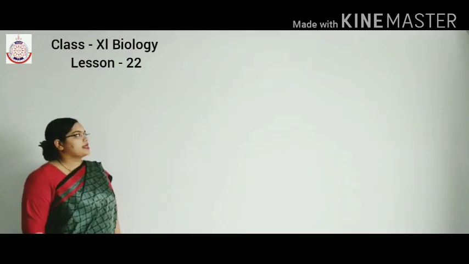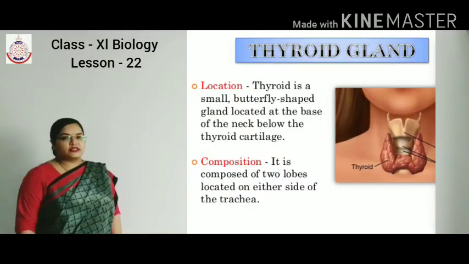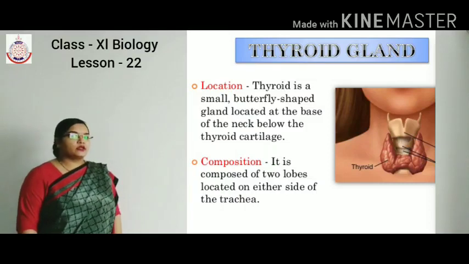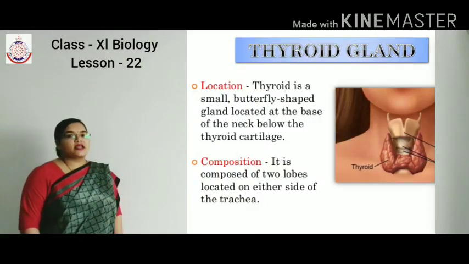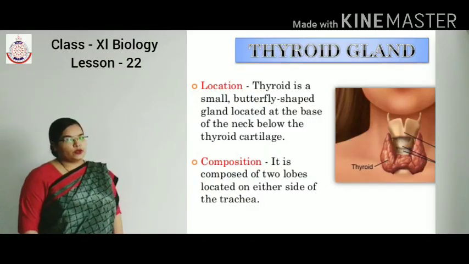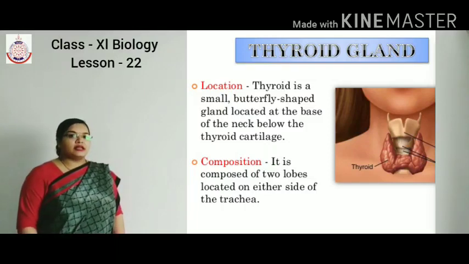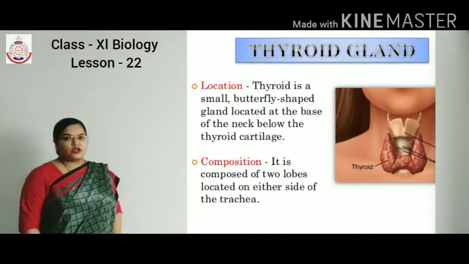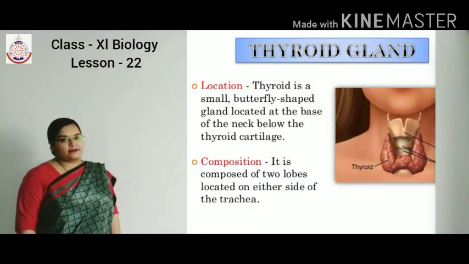Now we will start with the next gland, that is thyroid gland. In your class 10th you have studied about thyroid gland, so somewhat you are familiar with this gland. Thyroid gland is the largest endocrine gland present in the human body. And which one is the largest gland? Yes, liver is the largest gland of the human body and thyroid gland is the largest endocrine gland.